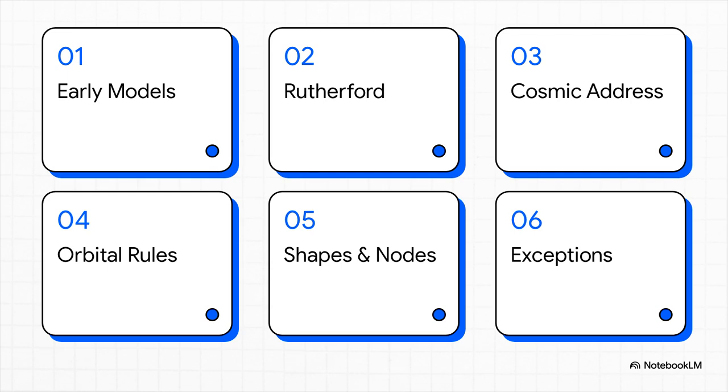Here's our roadmap for today. 1. Early models. 2. Rutherford's discovery. 3. The cosmic address. 4. Rules of the orbital house. 5. Orbital shapes and nodes. And finally, 6. Exceptions to the rules.